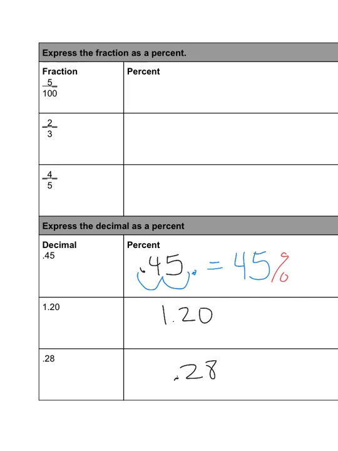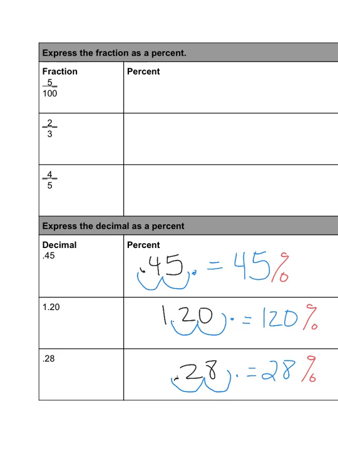Let's try the next one. I have 1 and 20 hundredths. I'm going to move my decimal place 2 to the right. Now it's right here. So my answer would be 120%. Let's try the last one. I'm going to move my decimal point 2 to the right. 1, 2. It's going to end up after the 8. I'm going to write that number 28 and add in my percent sign. So when I'm converting a number from a decimal to a percent, all I have to do is move my decimal point 2 to the right.